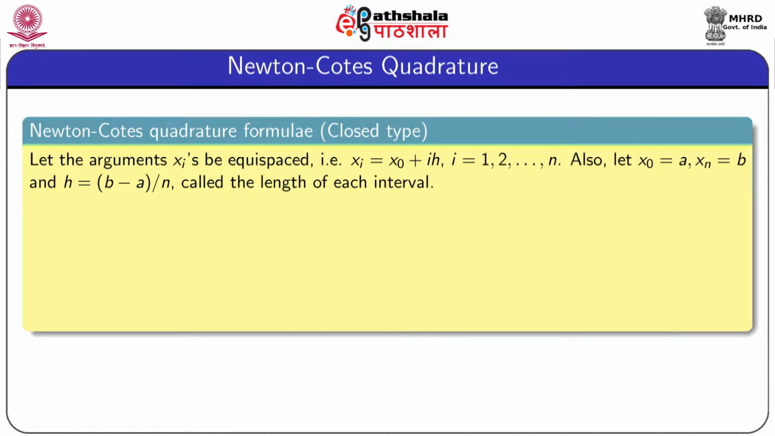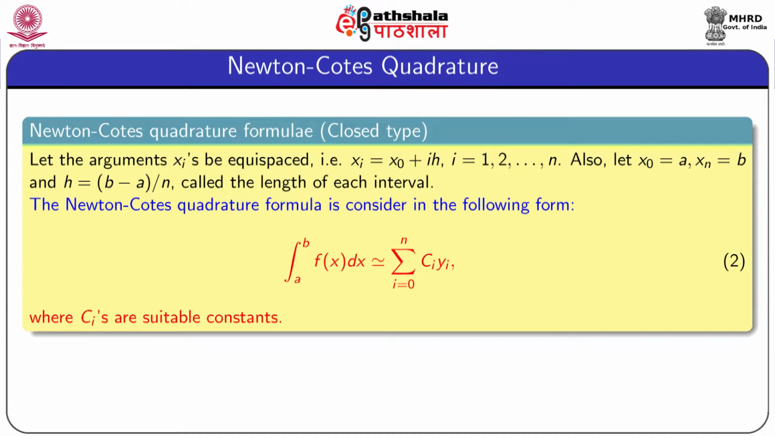Now we consider Newton-Cotes quadrature formula. There are two types of Newton-Cotes quadrature formulae. One is closed type, the other is open type. Now we consider the closed type quadrature formula. In this formula, the interval of integration [a, b] is divided into n equispaced intervals. That means xi equal to x0 plus ih, where i equal to 1 to n, and the lower limit a is taken as x0 and the upper limit xn is taken as b, and h equal to (b minus a) by n, which is the length of each interval.